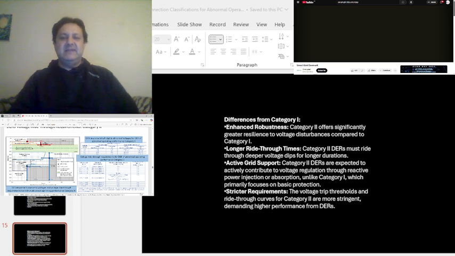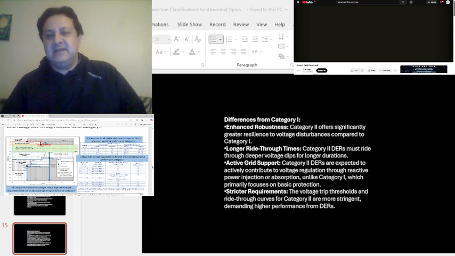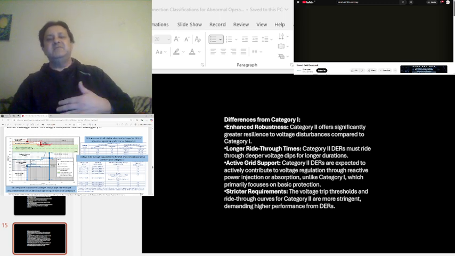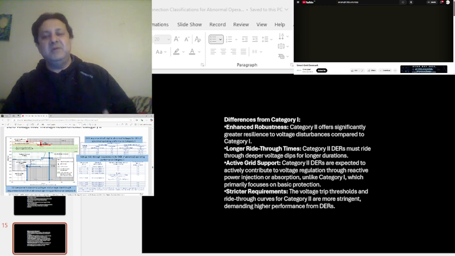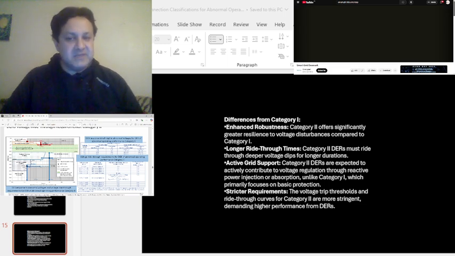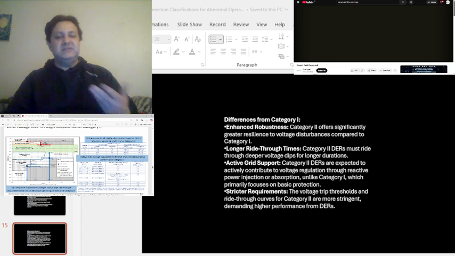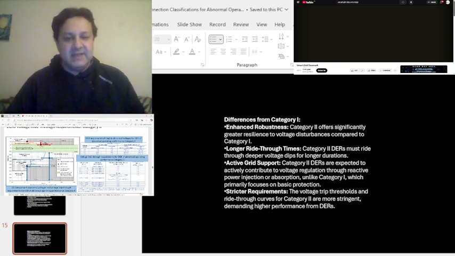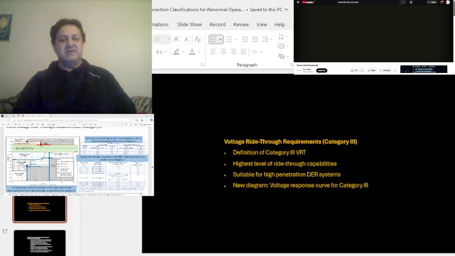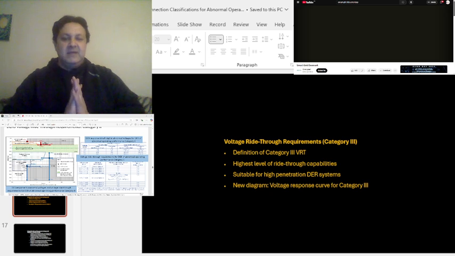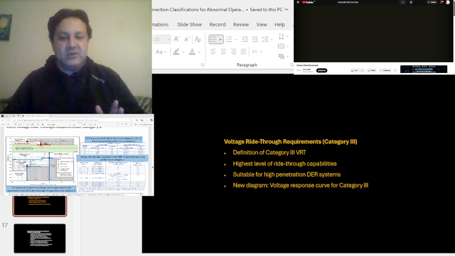On the graph on your left side, there is a blue one. DER response shall trip to abnormal voltage for DER of abnormal operating performance category 2 is on the top, and then voltage ride-through requirements for DER for abnormal operating performance category 2. So these are the two tables. I'm referring to those and moving ahead as quickly as I can because I have a shortage of time. Now, the voltage ride-through requirements.